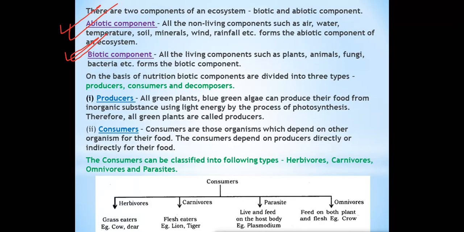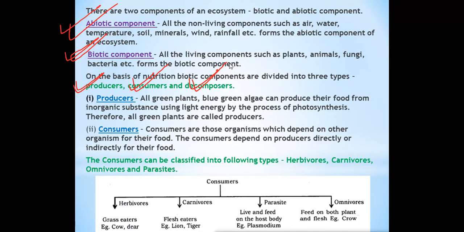On the basis of nutrition, biotic components are divided into three types. Now, this biotic component we can divide into three types on the basis of nutrition. Nutrition means on the basis of what type of food they are eating. And on the basis of that, biotic components are divided into producers, consumers and decomposers. So first of all, we'll read about producers. Producer means who are giving us the food. Producers are those who are producing the food.